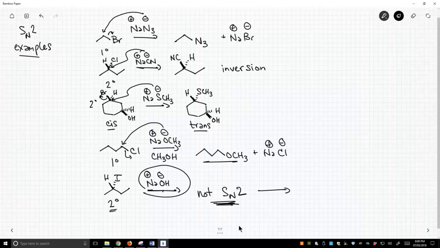The fact is, this hydroxide is basic, and in the presence of a hindered halide, it's going to do an E2 reaction. And so now is the time to transition from SN2 and to start talking about what is the E2 reaction.